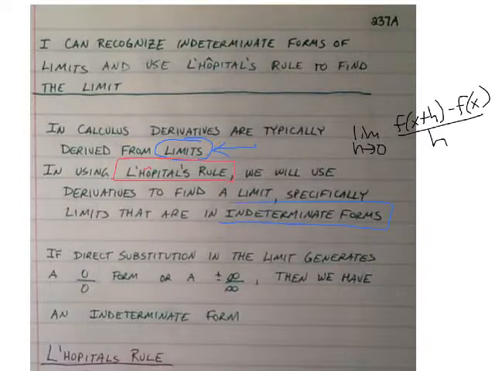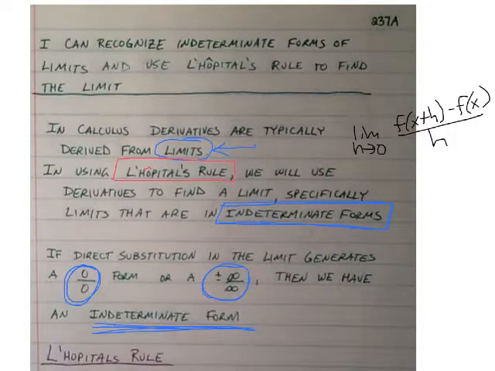So L'Hopital's rule only applies if you have a limit that is in an indeterminate form. And what that means is if we do direct substitution and the limit generates a 0 divided by 0 error or an infinity divided by infinity error, then what we have is an indeterminate form. And if we have an indeterminate form, then we can apply L'Hopital's rule.